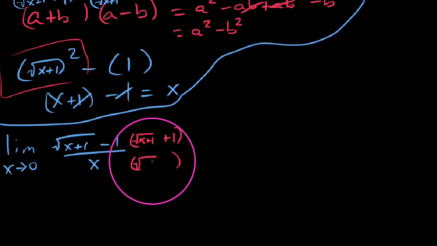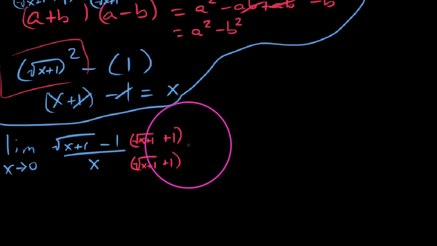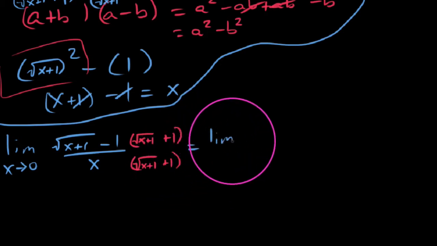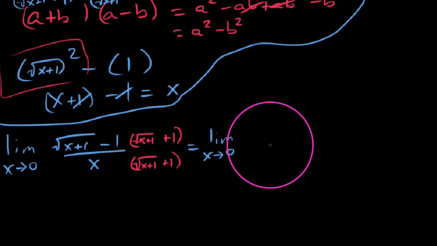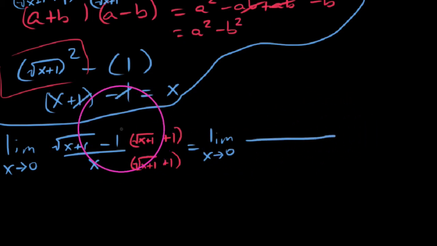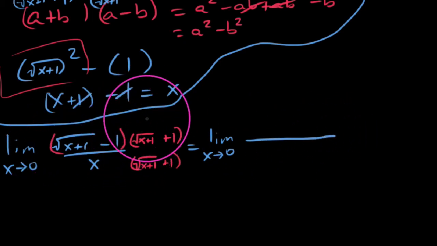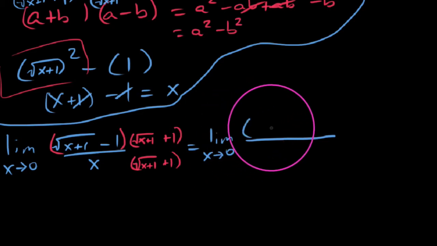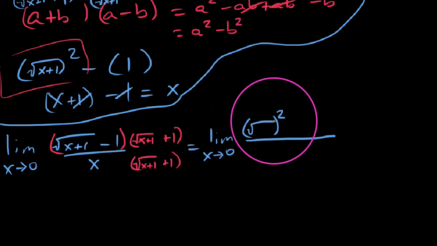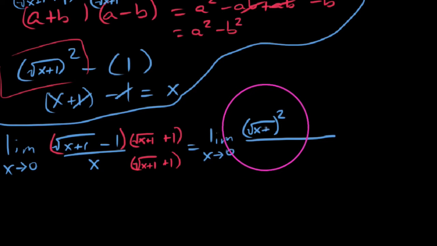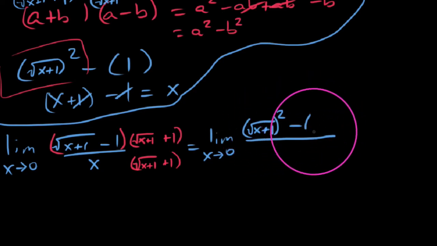And we have to do what we do to the top also to the bottom. So we get the square root of x plus 1 plus 1. And so we get this new expression where we're still taking the limit of it. We say the limit as x goes to 0. But on the top here, we notice that we're going to have produced a difference of two squares, where we're going to get, I'll write this out the long way the first time. We get the square root of x plus 1 squared minus, it's a difference of two squares, minus 1 squared.